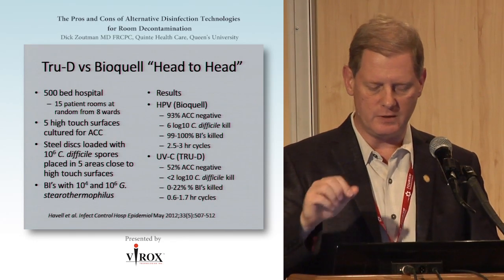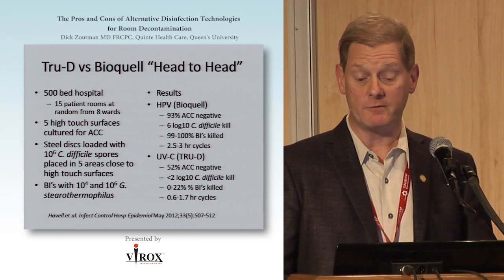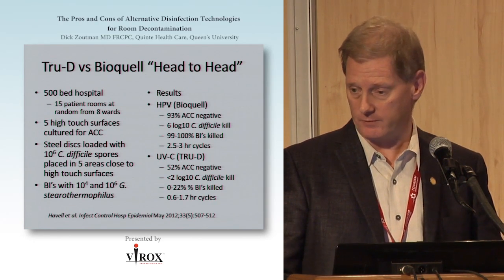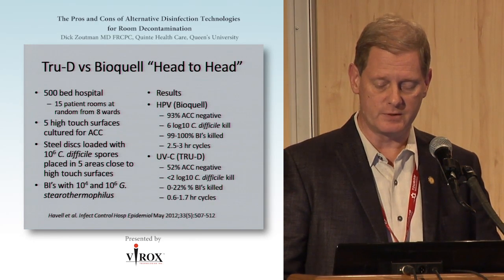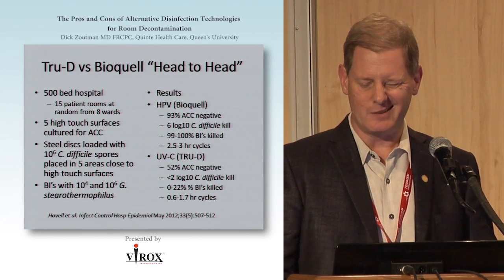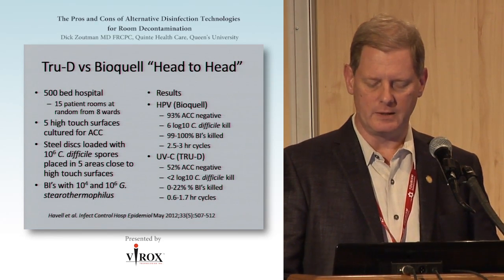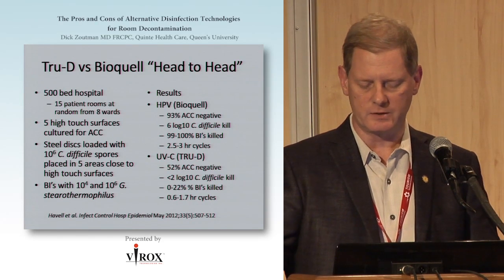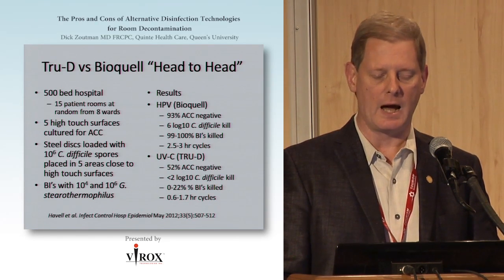With the Tru-D UVC system, again, only a 50% kill rate of the bacteria on those surfaces, less than a 2-log C. difficile kill, and not very great results with the biological indicator, with a turnaround time or cycle time of 0.5 to 1.7 hours.